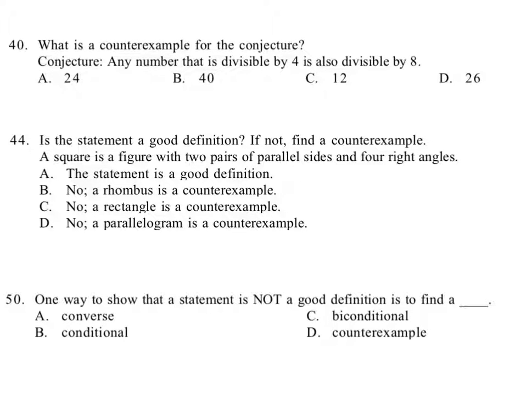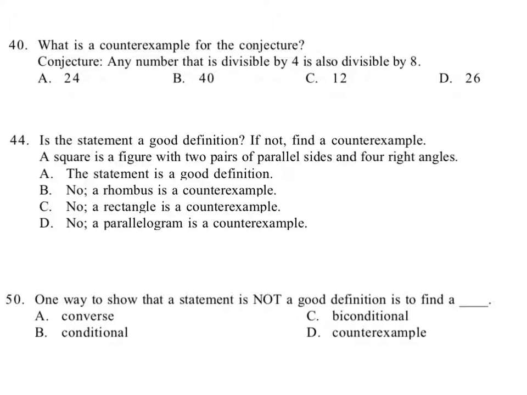Okay, love this one. What is a counterexample? If you have some conjecture, for example, in this case, the conjecture is any number that's divisible by 4 is also divisible by 8. They're making some claim that this is always going to be true. And you say, aha, well, it's not always true. And they say, well, if it's not, how can you prove to me that it's not always true? The way that you prove something is not true is to provide a counterexample.